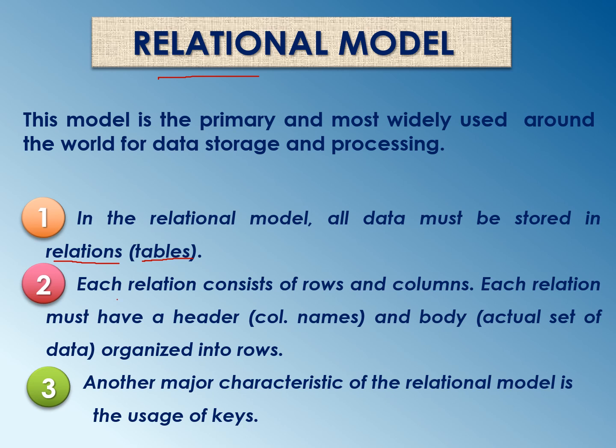Now, every relation consists of rows and columns. That means the data is arranged in a tabular format. Each relation must have a header row which is storing the column names, and then it must have the body, that is the actual set of data. Another important characteristic is the usage of keys. There are various keys: primary key, candidate key, alternate key. We shall talk about these later.